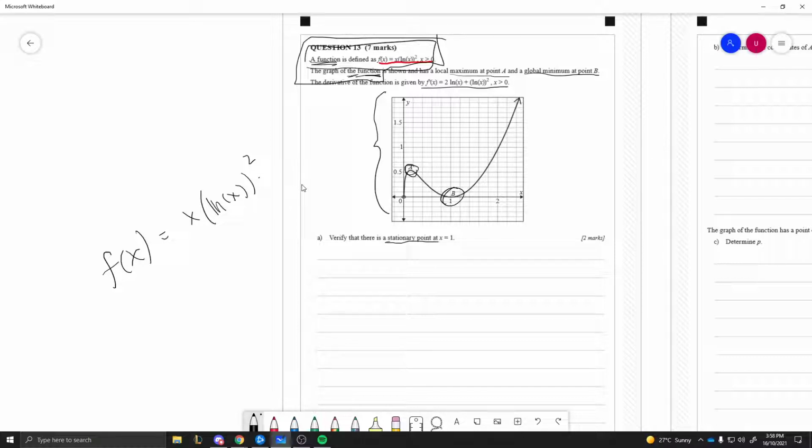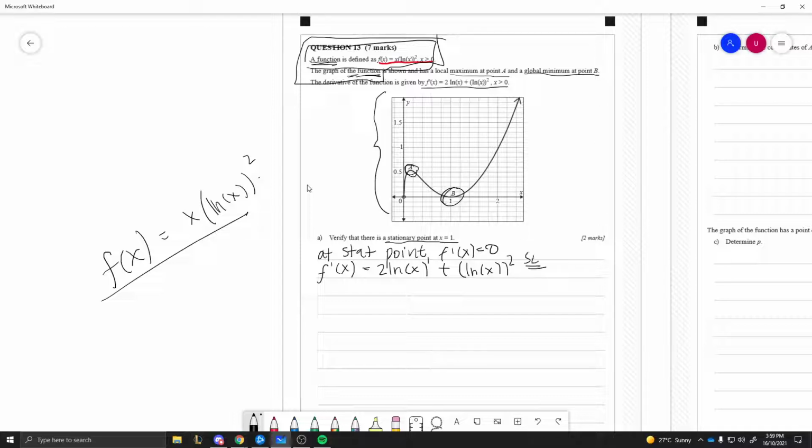Verify there is a stationary point at x equals 1. So you know that classic line, at stat point f dash x equals 0. You have f of x here, but you don't need to differentiate it because you have the derivative here. So f dash x equals 2 ln x plus ln x squared. And you can just set it equal to 0. So you'll have 0 equals 2 ln of x plus ln of x squared.